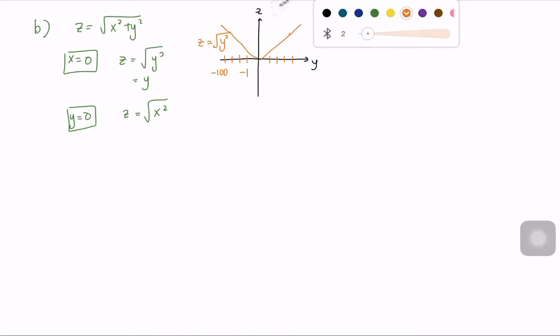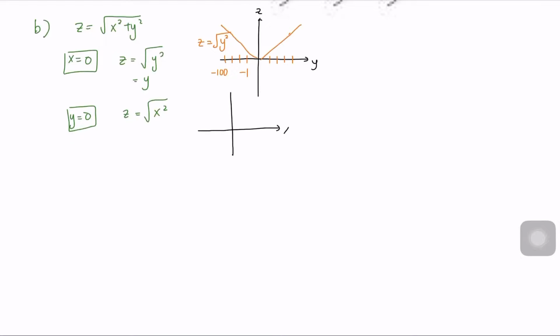Same goes for the x and z axis here. The graph is basically like this. Even though we can say z is equal to x, we consider the positive value of x, positive value of z, and also negative and positive of x.